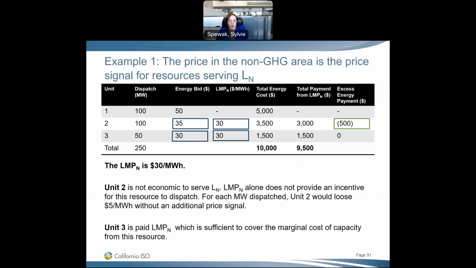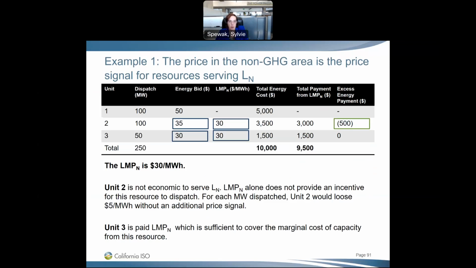Unit 3 is only being used to serve the non-GHG area. It costs $30 per megawatt hour. It responds to a $30 per megawatt hour LMP. 50 megawatts times $30 per megawatt hour means the total cost of this resource is $1,500. And that's what it receives from this LMP. So this resource is made whole by LMPN. Okay.